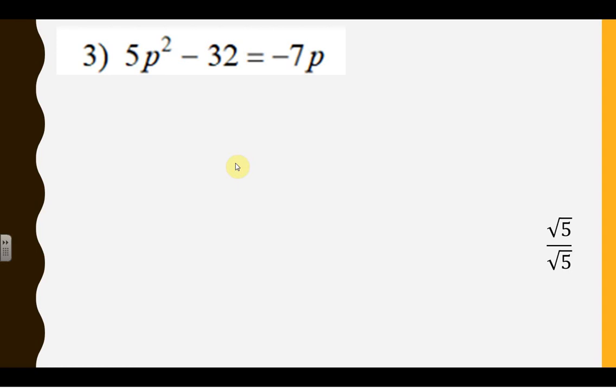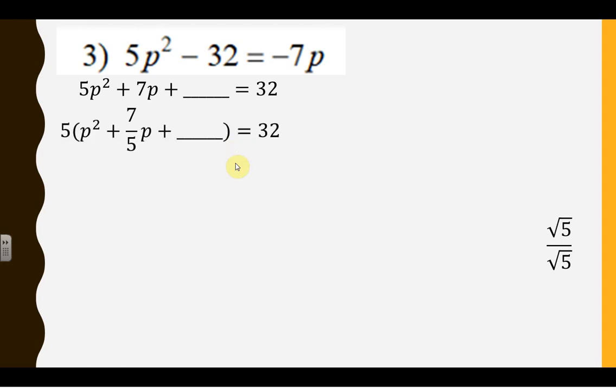Get all your variables on one side, and put everything else on the other side. Okay, so I added 7p and I added 32, so now I'm looking at this. So now you do still need to take out that 5. Ooh, yeah. 7/5 in the middle. What just happened? Again, we took out a 5. When we take the 5 out from the p squared, that's no problem. I can't take a 5 out of a 7, but if I write it as 7/5, I can, because that's essentially what happened.